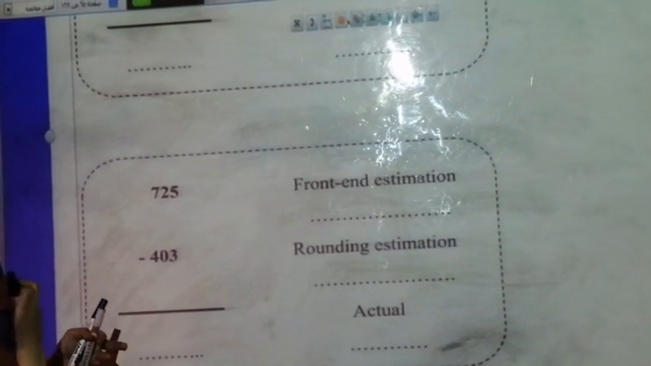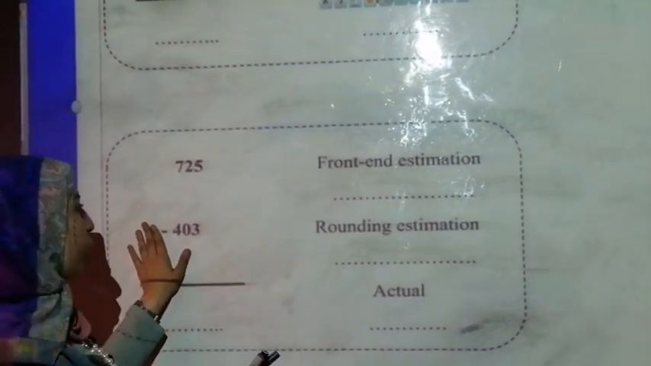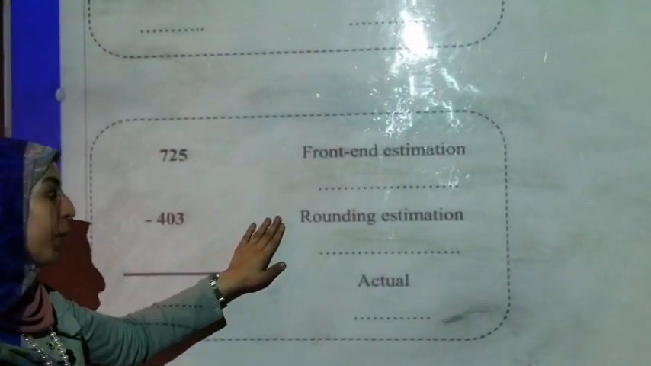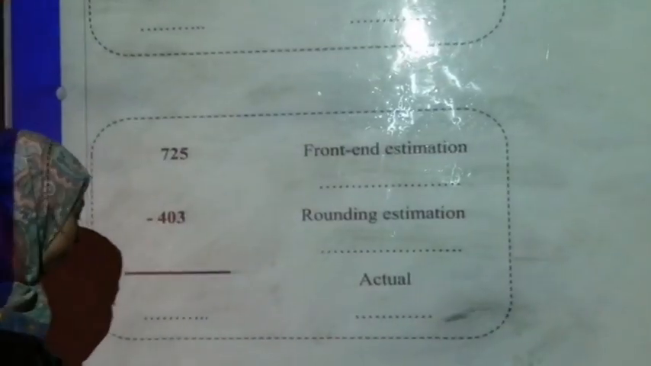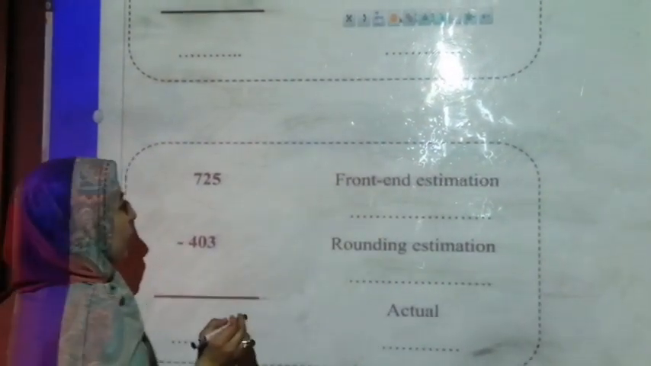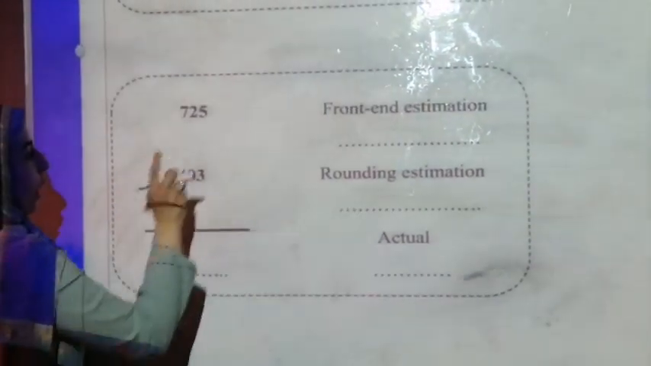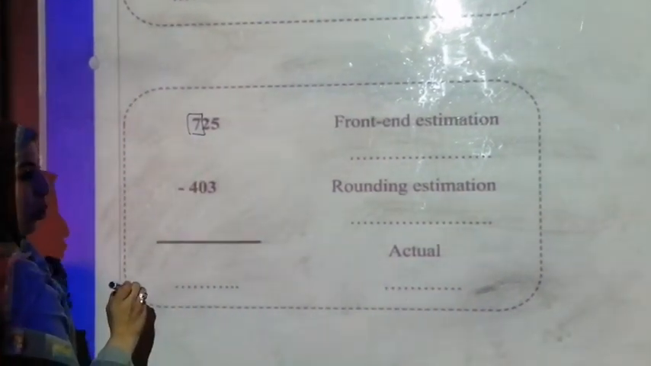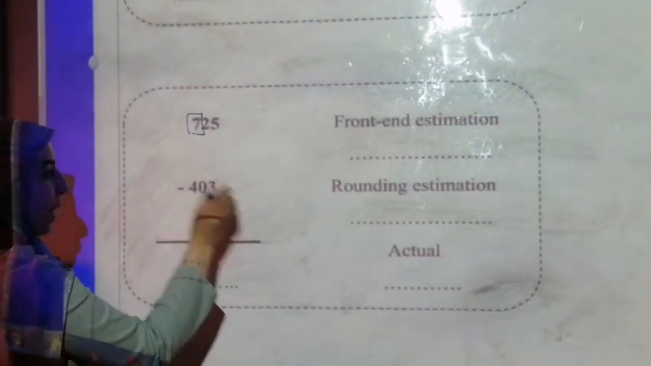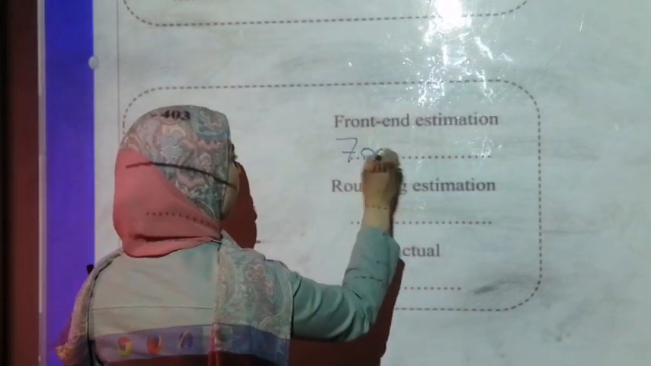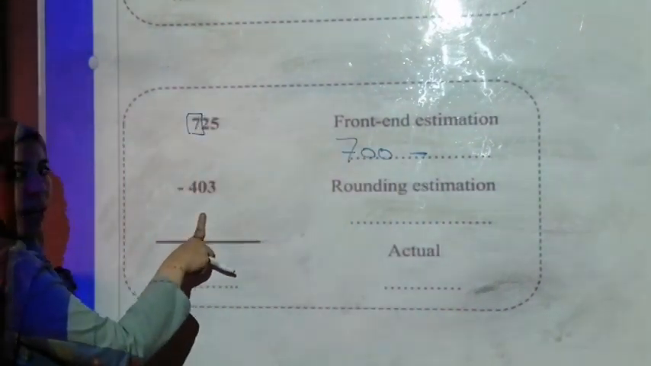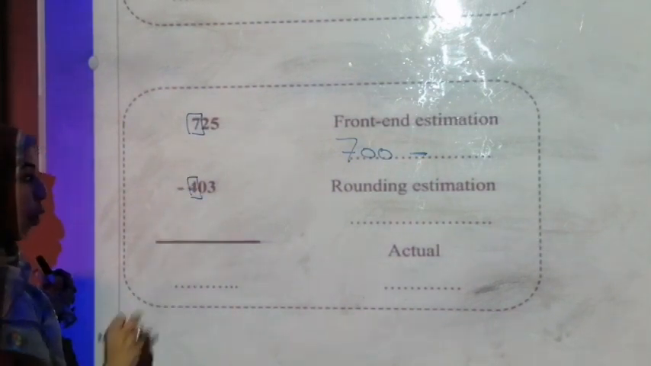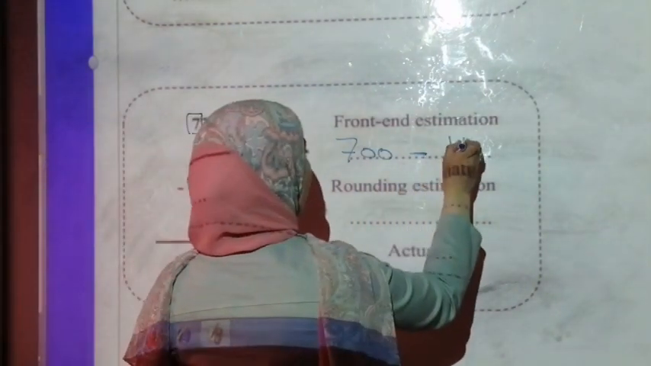725 minus 403. Okay. Firstly, I will solve the subtraction operation with the front-end estimation strategy. Then I will solve it with the rounding estimation strategy. Front-end estimation depends on the highest place value. Here I have ones, tens, hundreds. So the highest place value is hundreds. 7 in hundreds, so 725 is estimated to 700. The highest place value is 4 in hundreds, so 403 is estimated to 400.